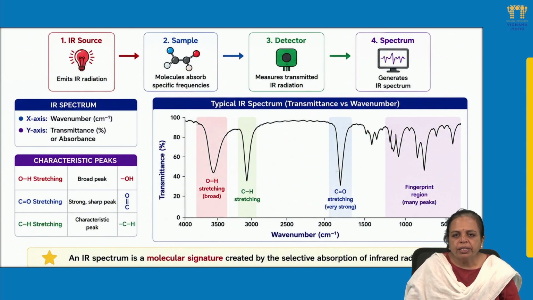And we are plotting the graph of the transmittance against the wavelength. Wave numbers we take on the x-axis, and the transmittance we take on the y-axis. Transmittance we generally take in terms of percentage, or the absorbance.